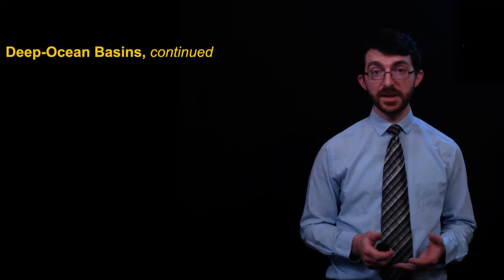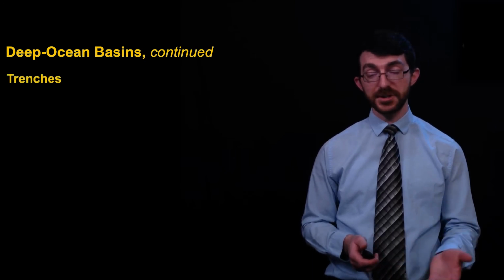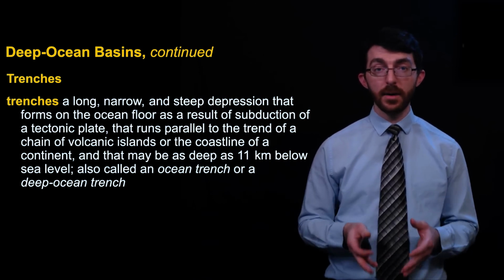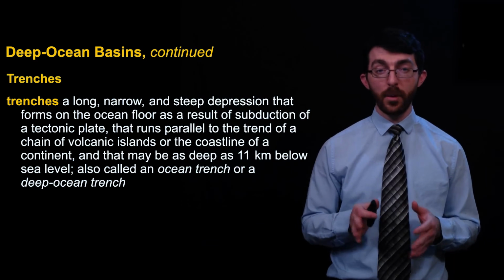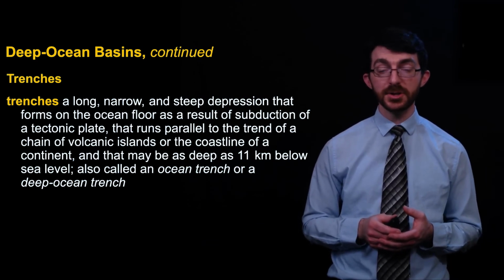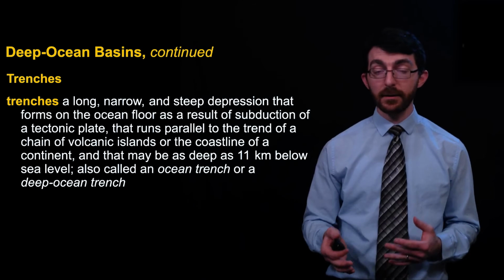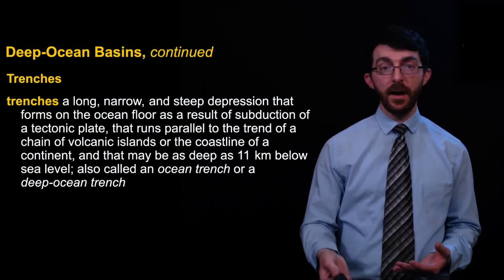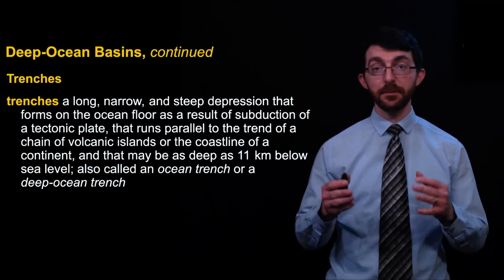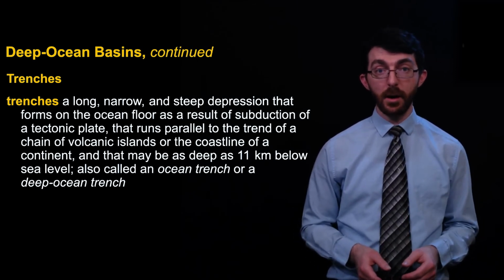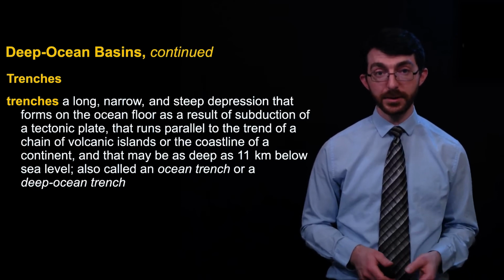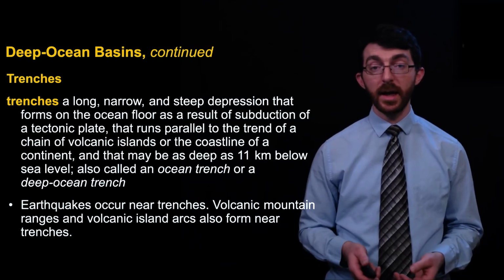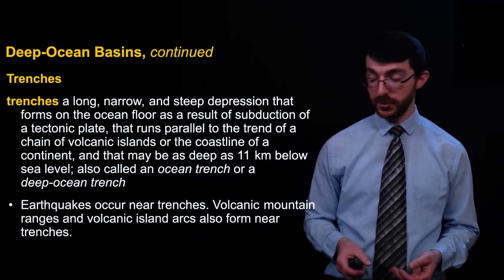Deep ocean basins continued. We have trenches as one of the features. So a trench is a long, narrow, and steep depression that forms on the ocean floor as a result of subduction of a tectonic plate that runs parallel to the trend of a chain of volcanic islands or the coastline of a continent, and that may be as deep as 11 kilometers below sea level. They're also called an ocean trench or a deep ocean trench. Earthquakes occur near trenches. Volcanic mountain ranges and volcanic island arcs also form near trenches.